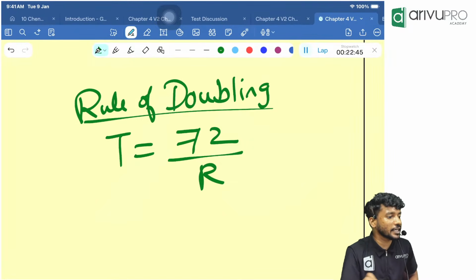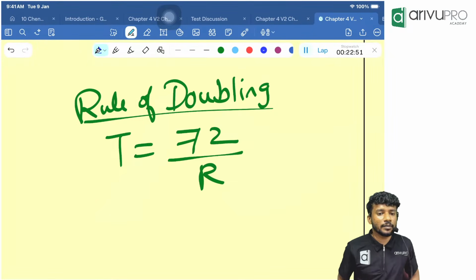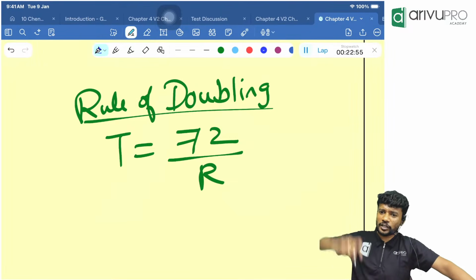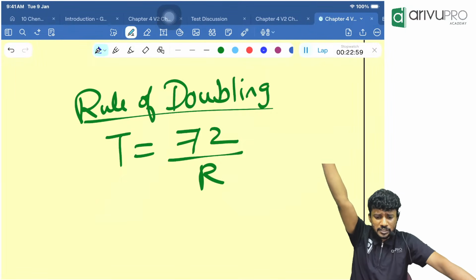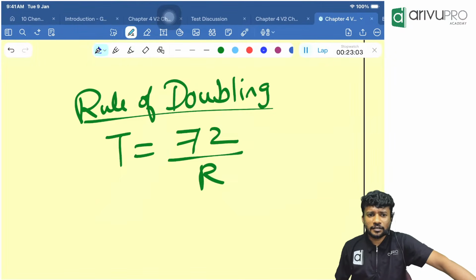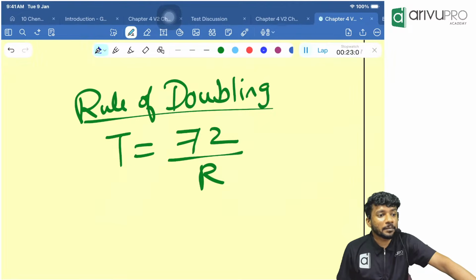We are not going to click percentage. We are going to type 72 divided by R. That will be the time. For example, I am going to invest 1 lakh in SBI bank as per compound interest. Then they are offering me 8%. Then in how many years will my rupees become double?